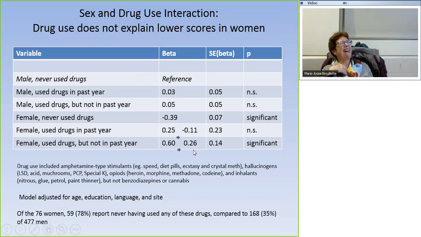Those who used to use drugs were doing better, but the numbers, as you can see at the bottom, were very small. Not many of the women had used drugs. Of the 76 women, 59 reported never using any drugs. So we're dealing with tens. But it's a good question to ask about interaction, and it's a good statistical exercise for your brain to interpret interaction.